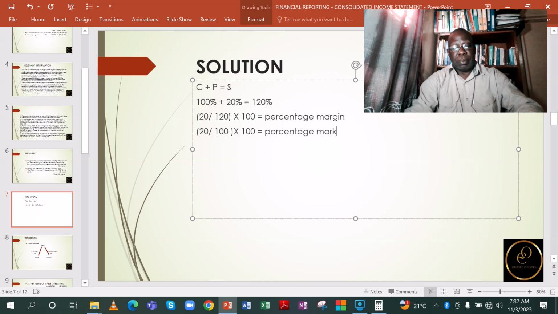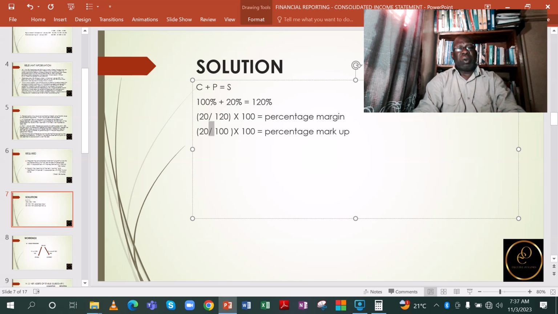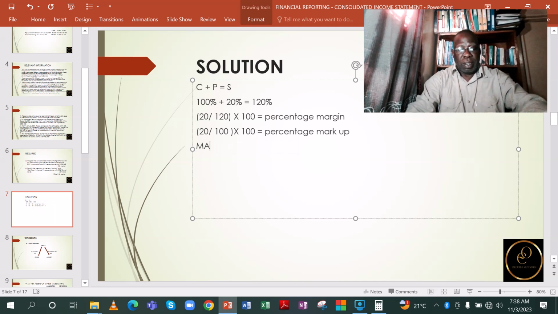Markup. So as I've said, a markup is on the cost, while a margin is on the sales. Margin is on the sales. So that's the idea. Okay. So we pick this one, which is a percentage on the sales, 20 over 120 in this case. So when you look at 20 over 120, we're looking at margin.